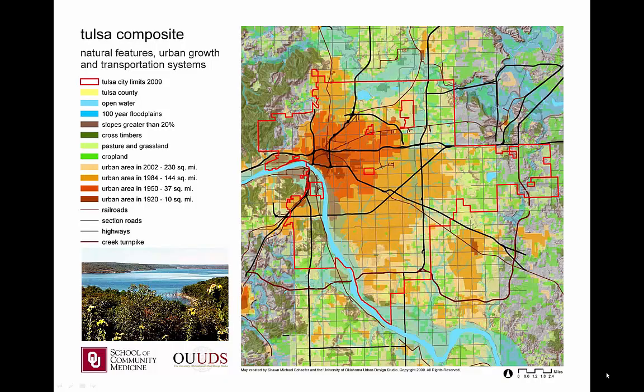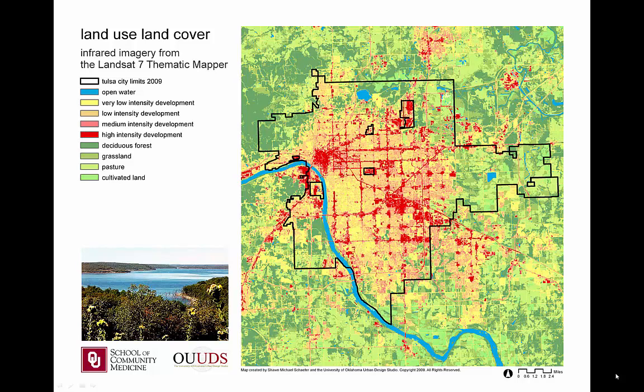Let's move on now to the second D, diversity. Here is our composite map to refresh your memory. Keep that in mind as we break down the urbanized area to look at the diversity of types of land use. This first land use map shows remote sensing data from the Landsat Thematic Mapper. It is essentially an infrared heat map of the region with the different colors representing various levels of impervious surface, a proxy for the intensity of development.